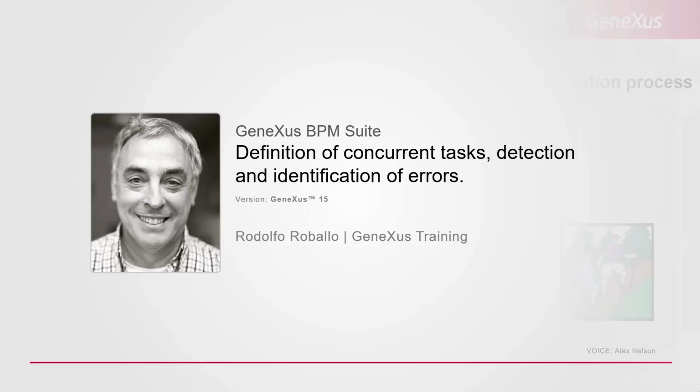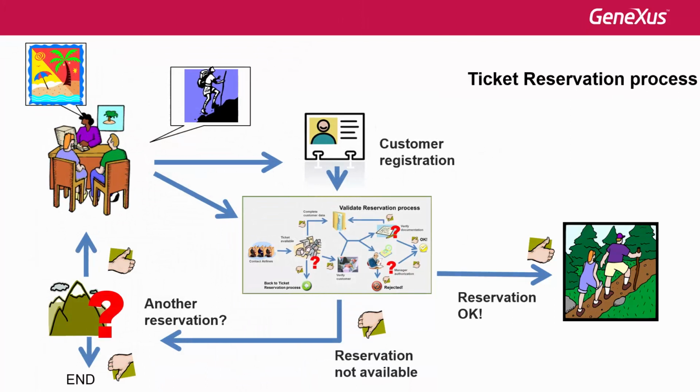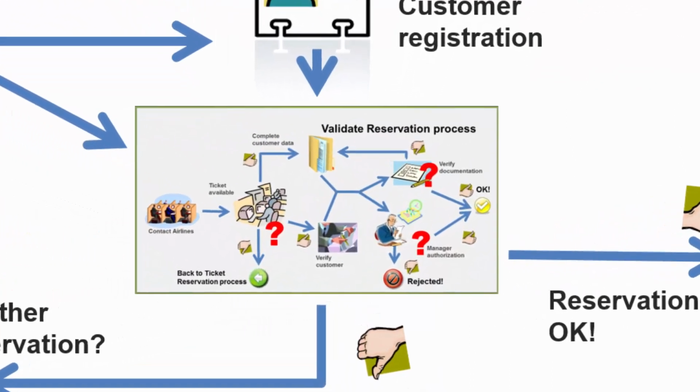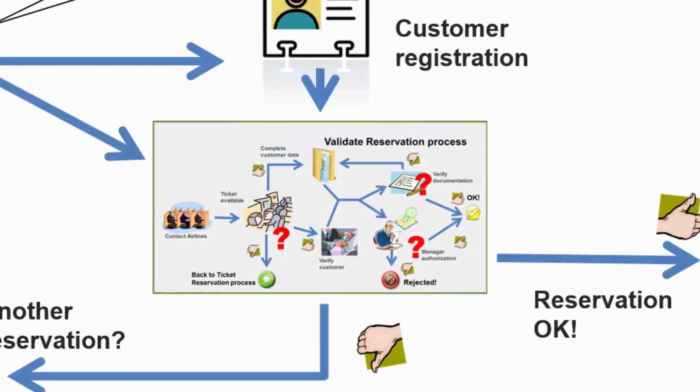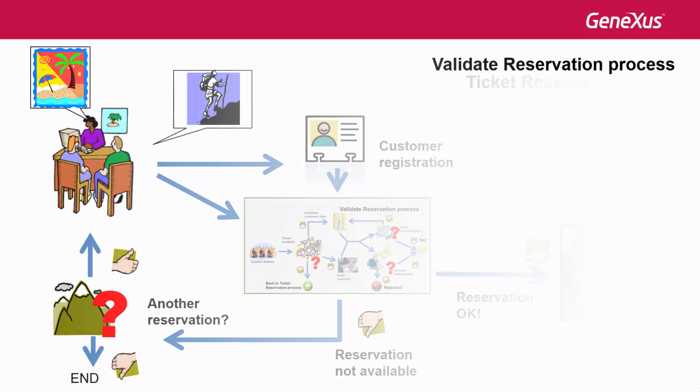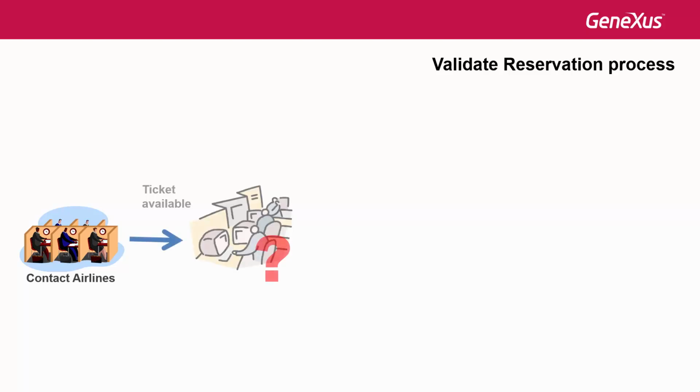The ticket reservation process used by the travel agency includes a sub-process that we've called Validate Reservation. This sub-process validates the details of the reservation that has been entered. During this process, the reservation availability is checked in the first place by contacting the corresponding airlines to confirm if there are flights available on the dates requested.